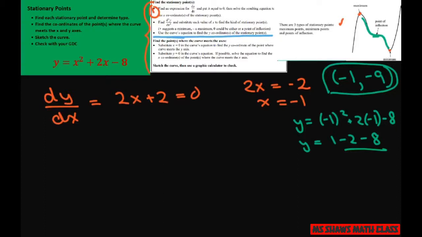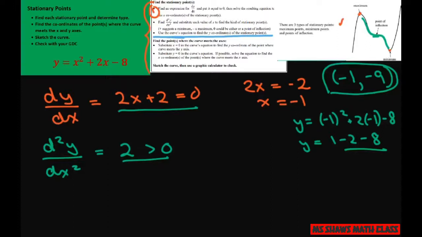So what we do is take the second derivative of this. So the second derivative of y with respect to x equals 2. Since this is positive, that suggests it's a minimum. So we have a minimum, means the gradient is negative on this side and positive on this side. So we have a minimum.